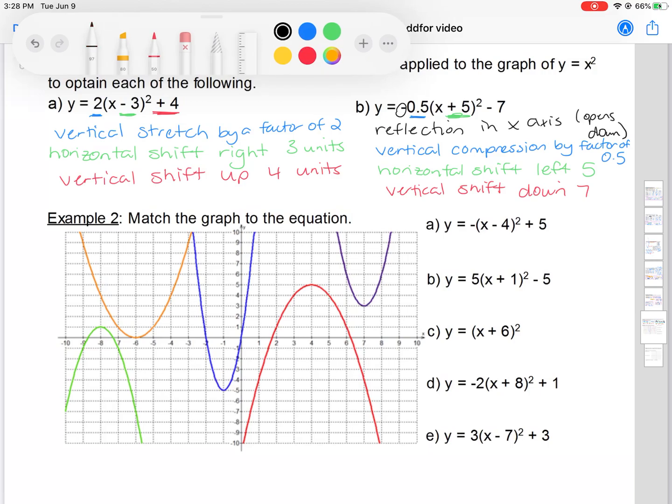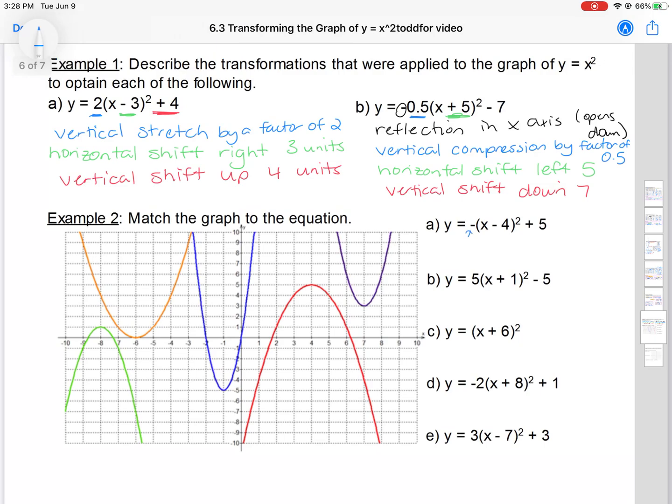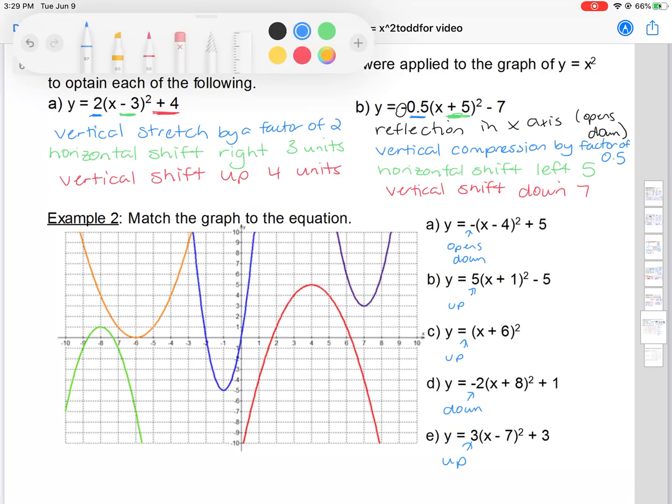So now this question down here wants you to, let me see if I can get these colors right, match the equation to the parabola. So when you take a look at your equations here, what I would do is write down what you know. So for example, this one opens down. This one's up, up, down, up. So that helps narrow down your choices. Okay, and then use the other points to write the vertex.